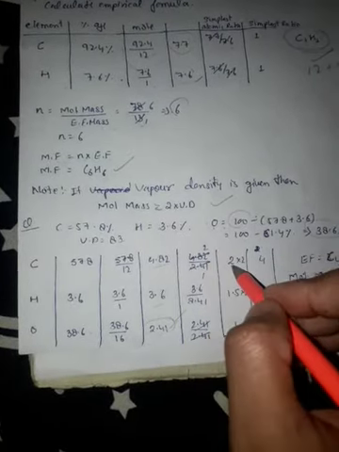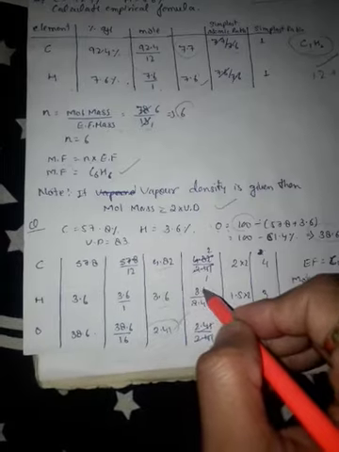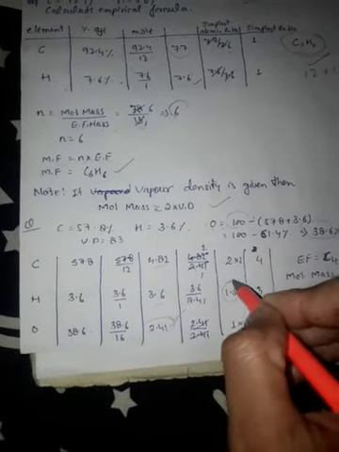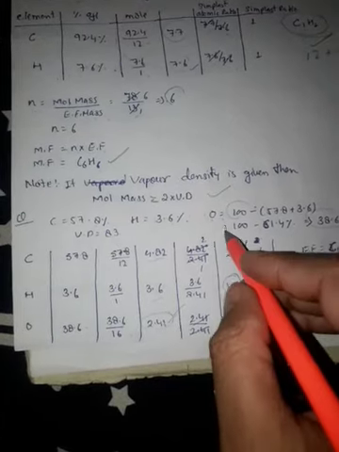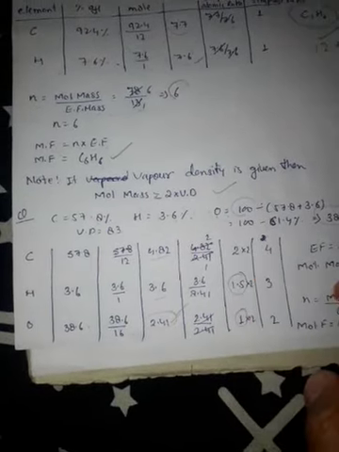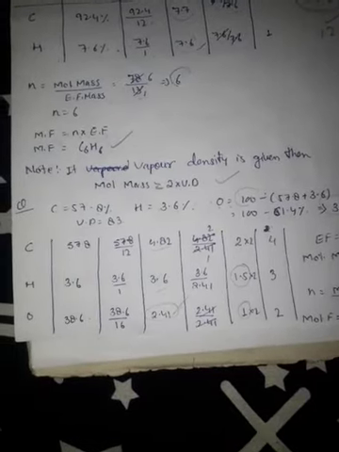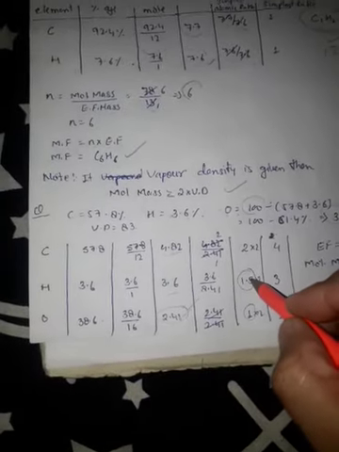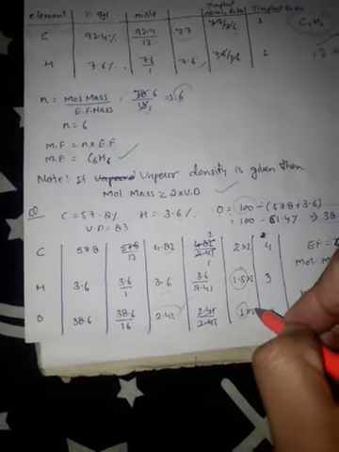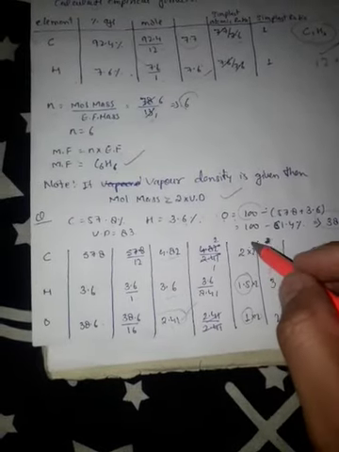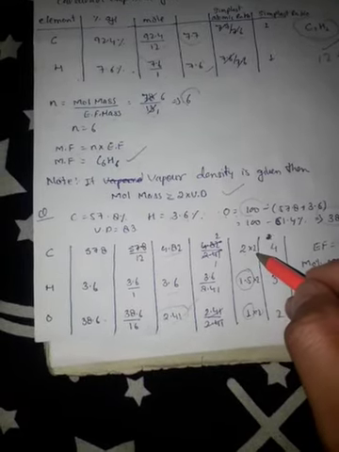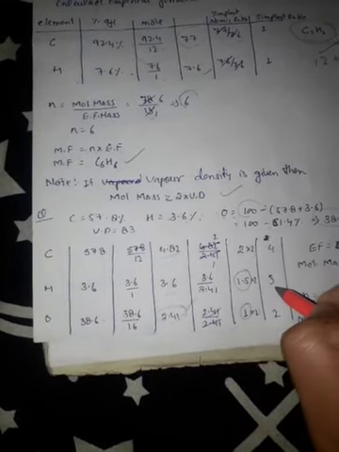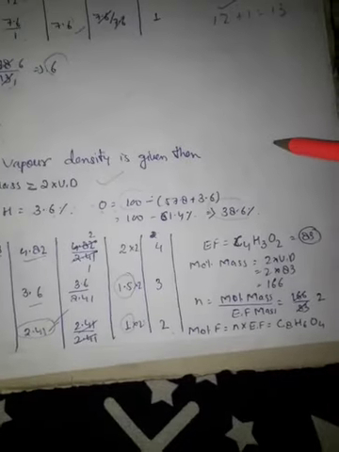Here on dividing you will get the value 2. Here on dividing you will get the value 1.5. Here on dividing you will get the value 1. Since we have to take whole numbers, always remember, no number should be taken in decimal point; it should be in whole numbers, the simplest whole number. So to get whole numbers, multiply the whole simplest ratio by 2. So we multiply by 2, this is 4, multiply by 2 we get 3, multiplied by 2 we get 2. So the empirical formula we get is C4H3O2.